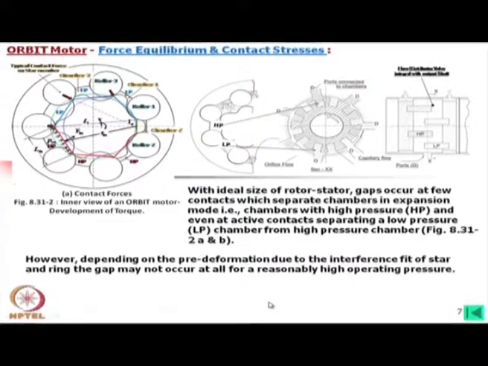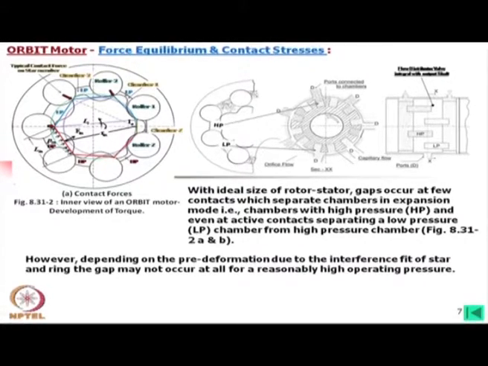However, depending on the pre-deformation due to the interference fit of star and ring, the gap may not occur at all for reasonably high operating pressures. What we can do, we can make this an interference fit. Such machines are called form closed. That means even without any force, there will be all contacts, all 7 contacts in this case, and geometrically the contacts will be maintained.